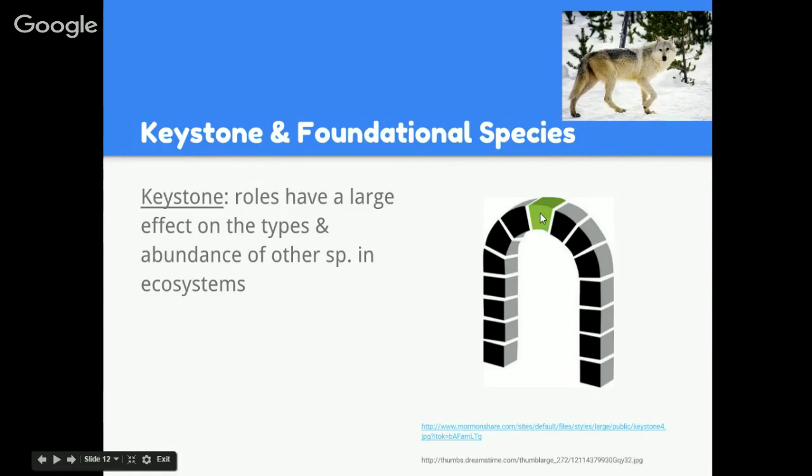So that keystone species is very similar in that it's very, very essential to the ecosystem. If you removed it, it would have a drastic change on the rest of the organisms within that ecosystem. So keystone roles have a large effect on the types and abundance of other species in ecosystems. Depending on the ecosystem, we can have several different types of keystone species, but you need to remember they are very, very important, and if they were removed or if their population changes, that's going to have drastic, really large effects on other species in the ecosystem.